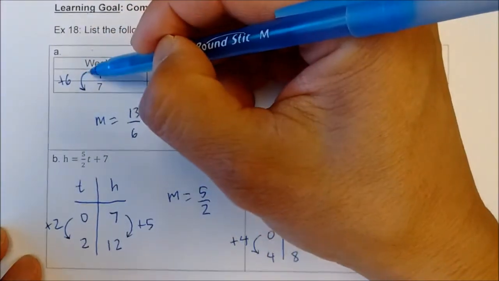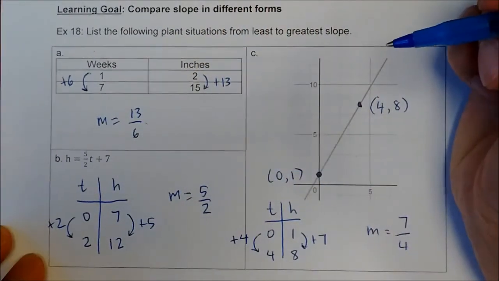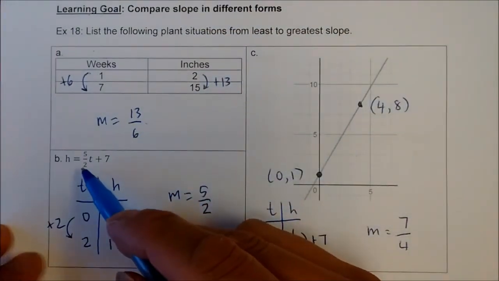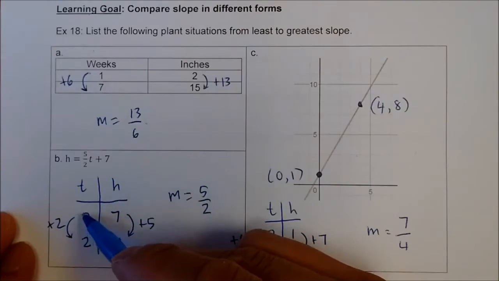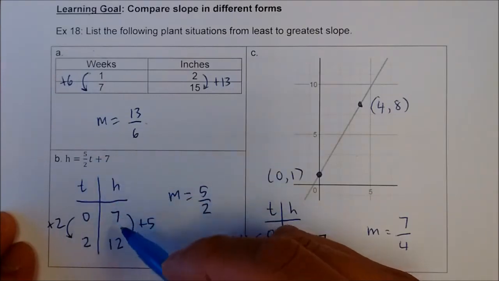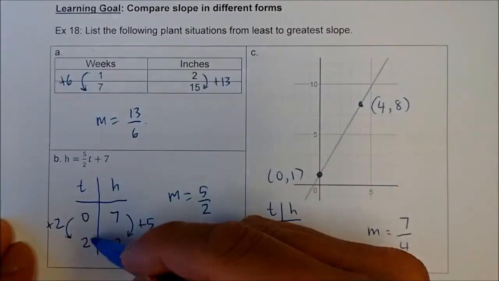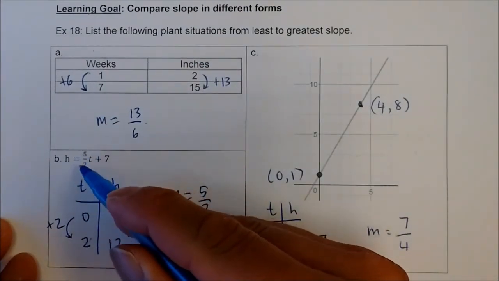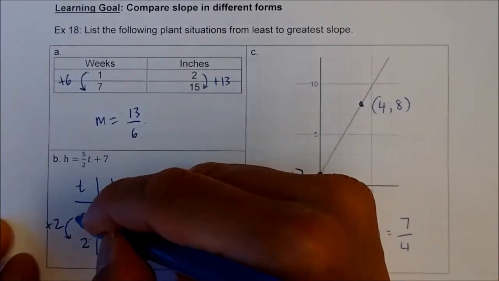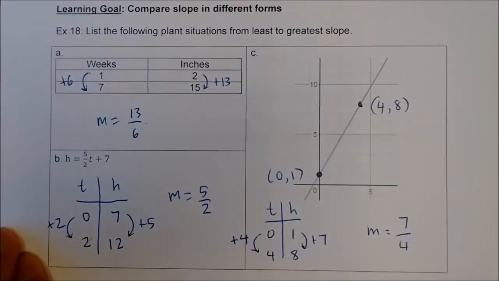In part A, from 1 to 7 is an increase of 6, and from 12 to 25 is an increase of 13, so the slope is 13/6. And in the second part here, I went with 0 because that's the easiest number to substitute, and 5/2 times 0 gives you 0, plus 7 is 7 as the height. And again, the denominator being 2, I used 2 for the input value, so 5 divided by 2 times 2 gives us 5, plus 7 gives us 12. So overall, an increase of 2 here and an increase of 5 there gives us a slope of 5/2.